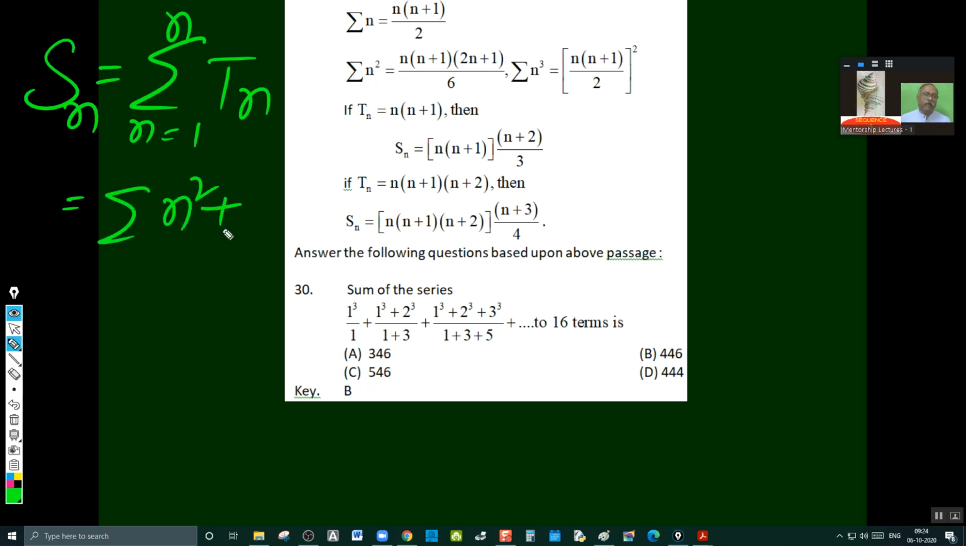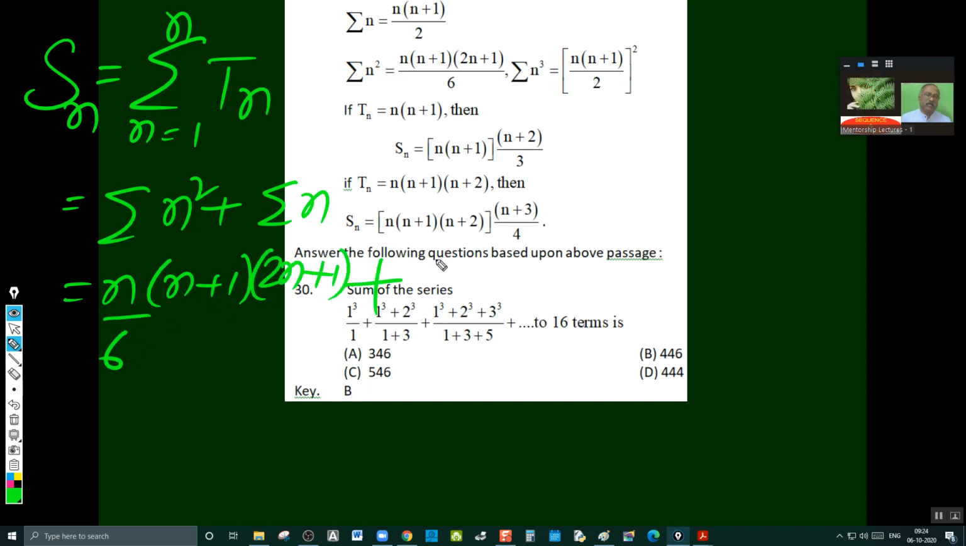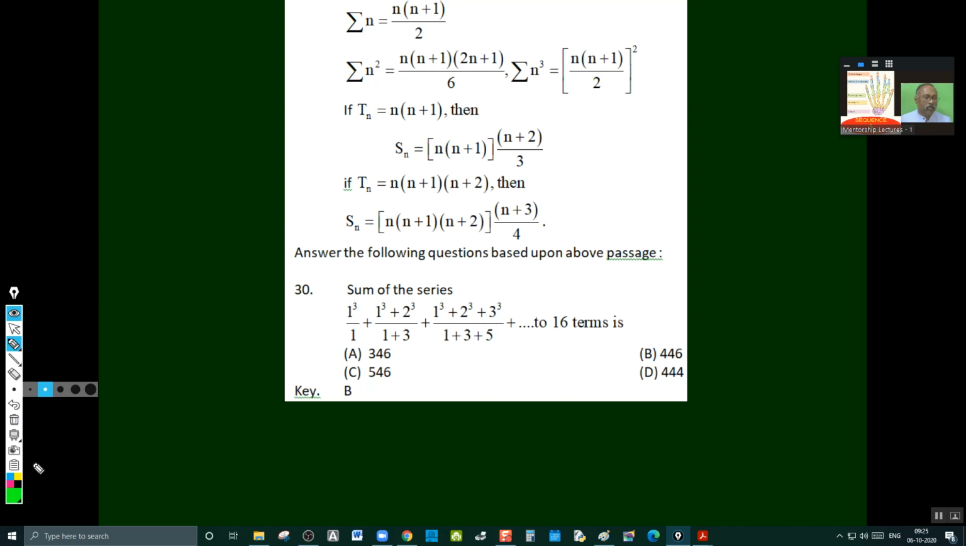Sigma n square plus sigma n. Sigma n square n into n plus 1 into 2n plus 1 upon 6. And sigma n is n into n plus 1 upon 2. He simplified that. So to find the summation, if you know nth term, it is done. You have to apply sigma for that nth term. That's it. So that's what he gave. Now, anyone please? You try this. You can please.